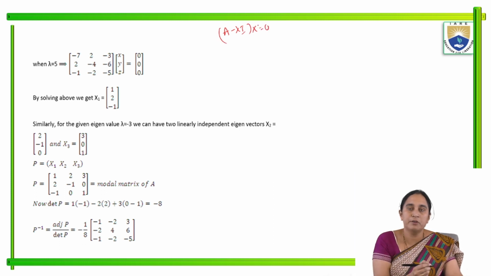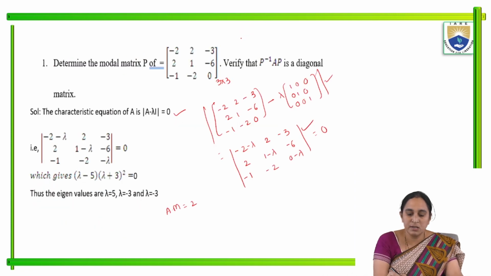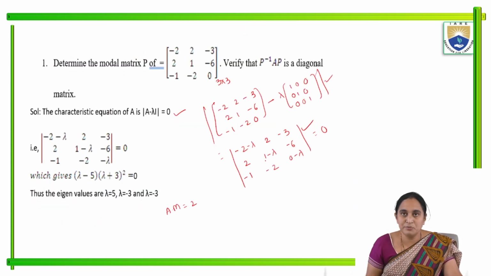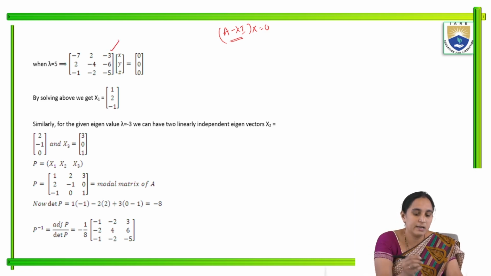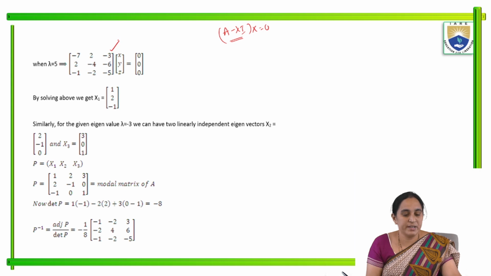This is the formula for finding eigenvectors. For that, we already know the A minus lambda I form. In that, we have to substitute lambda is equal to 5. For that, we get directly this matrix, that is minus 7, 2, minus 3, 2, minus 4, minus 6, minus 1, minus 2, minus 5.